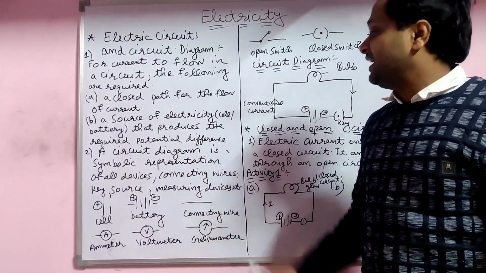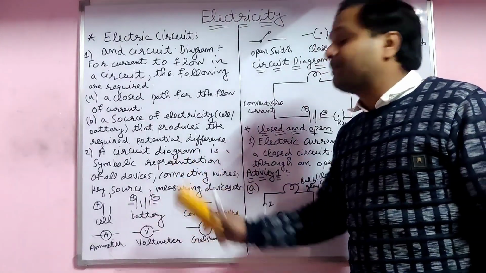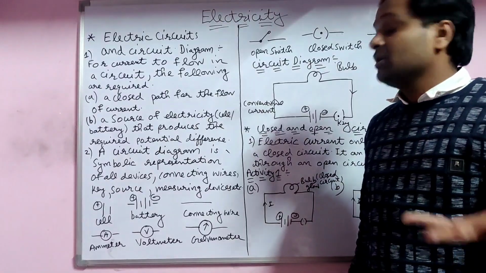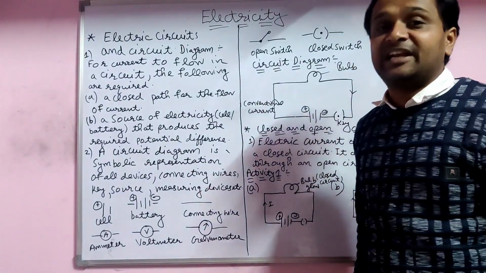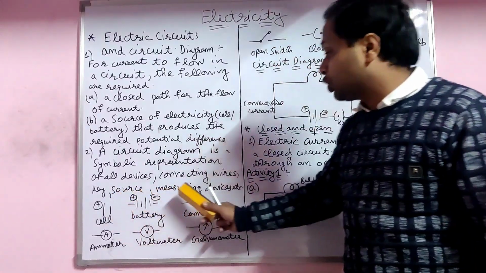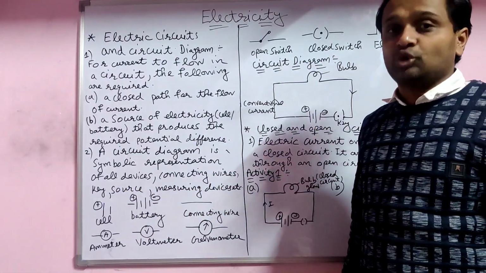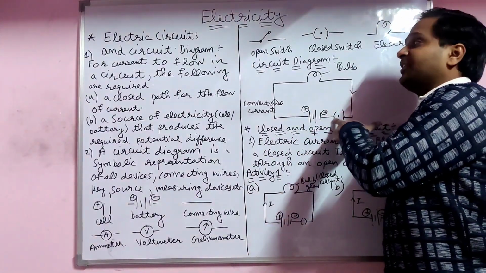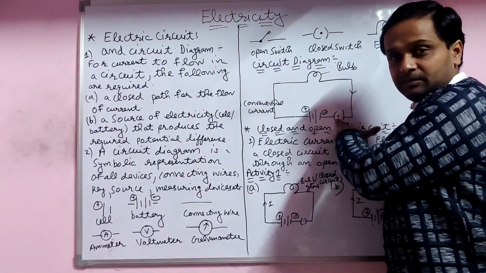Yes, a circuit diagram is a symbolic representation of all devices. We have to represent them in symbol form. Then it is very easy to draw the circuit diagram. Connecting wires, key, source, or maybe measuring instruments, these are all required. In a circuit diagram we require a battery and a key, you can say a button.